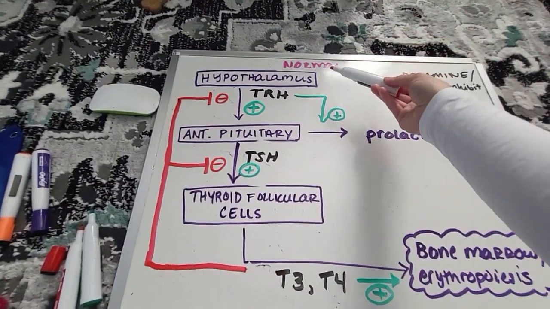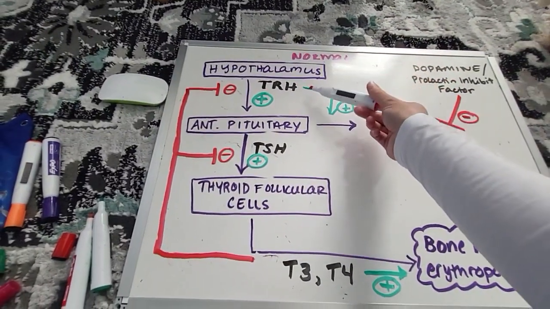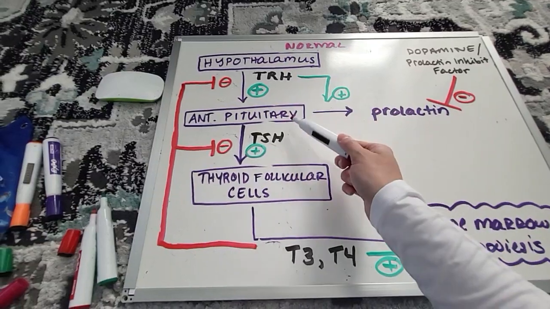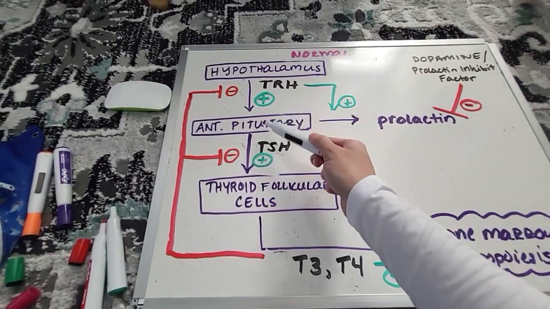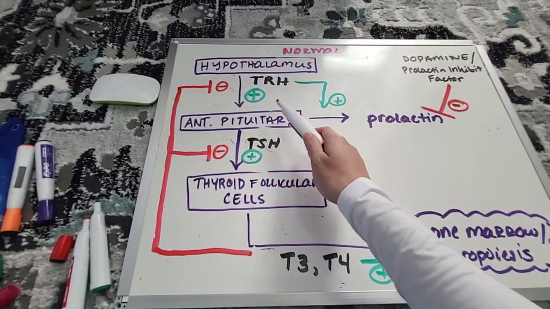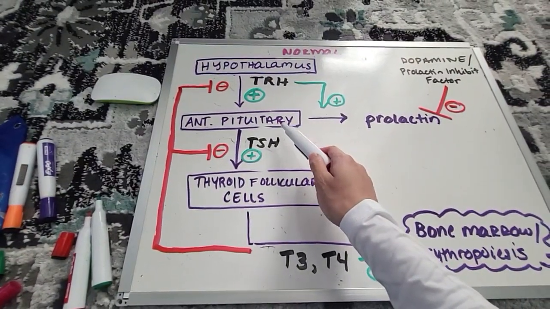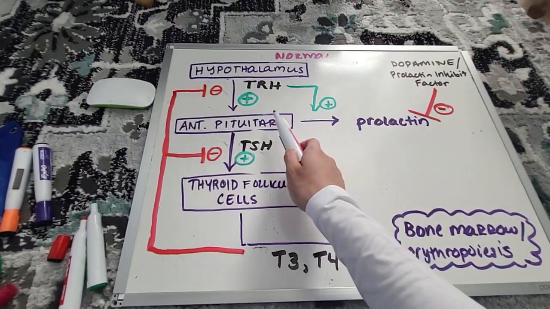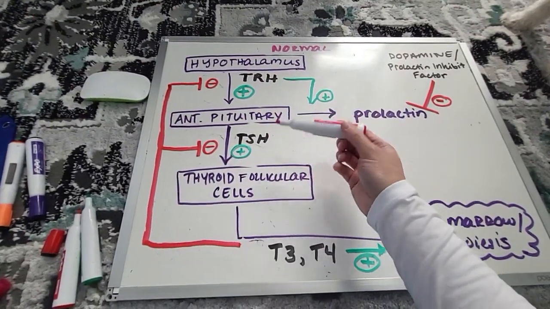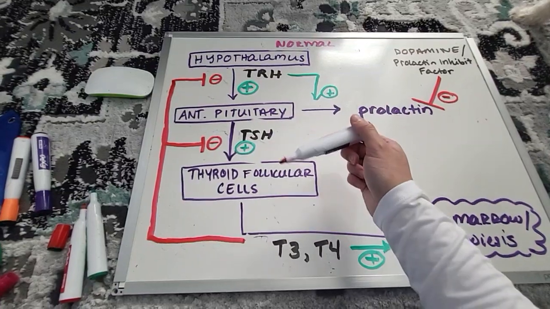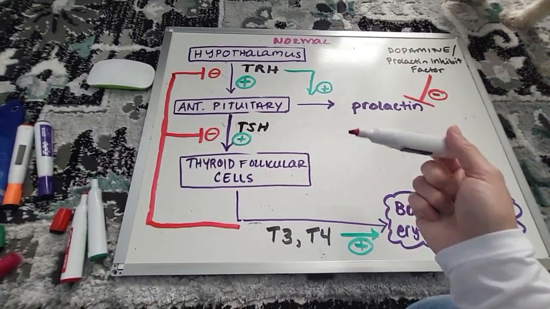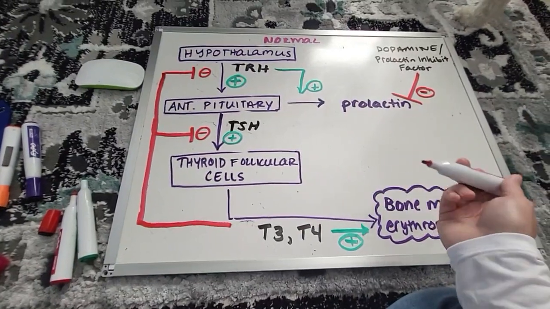So first it starts off with the hypothalamus releasing TRH. TRH will then stimulate the anterior pituitary to release two hormones. It'll be stimulating the anterior pituitary to release prolactin and TSH. And then this TSH will go on to stimulate the thyroid follicular cells to release T3 and T4.